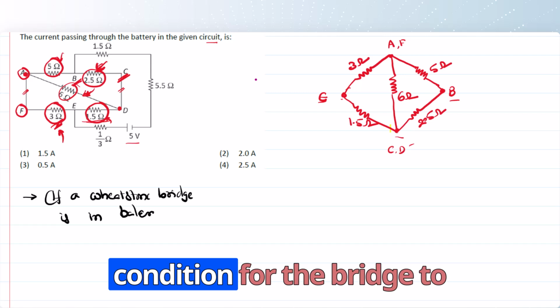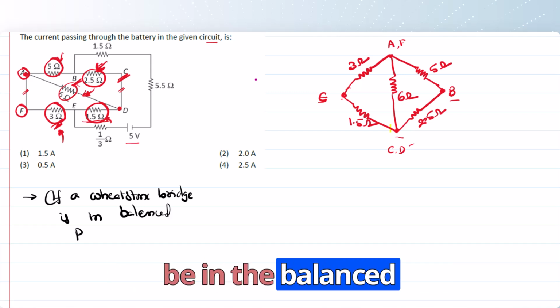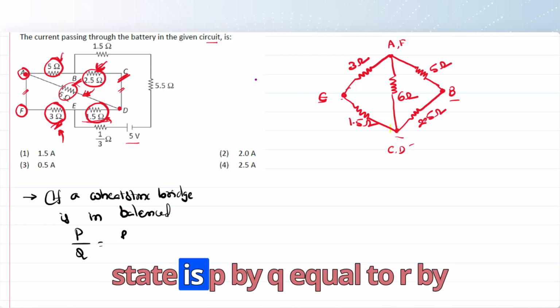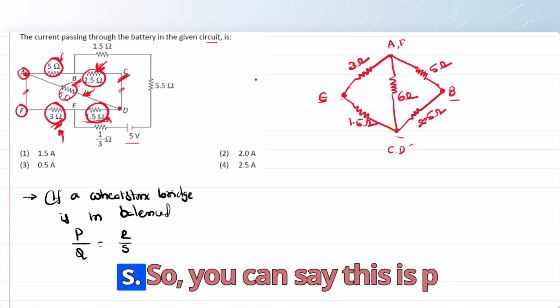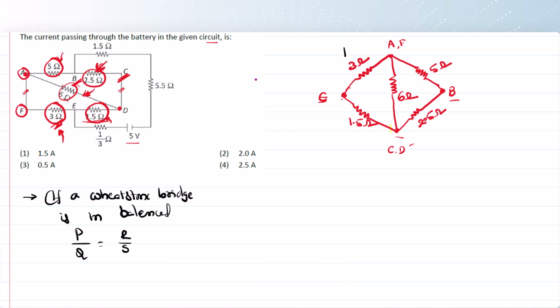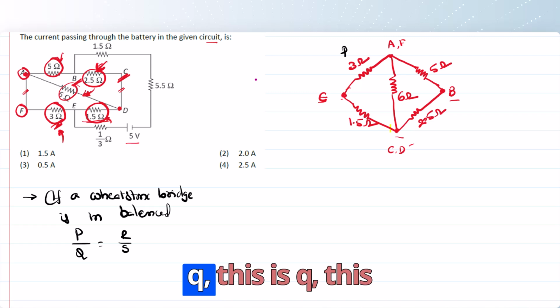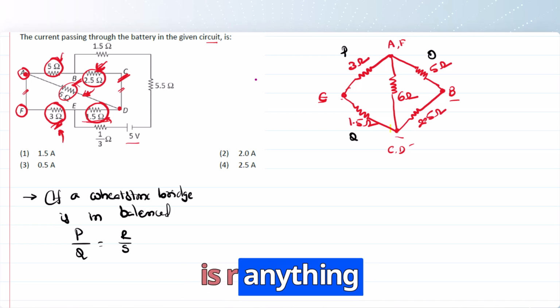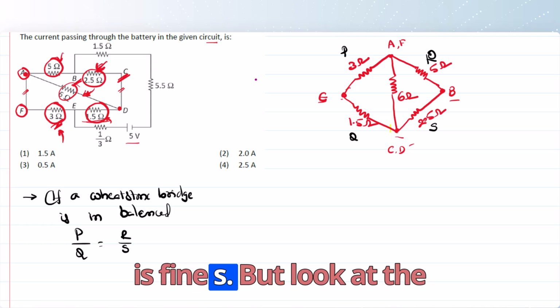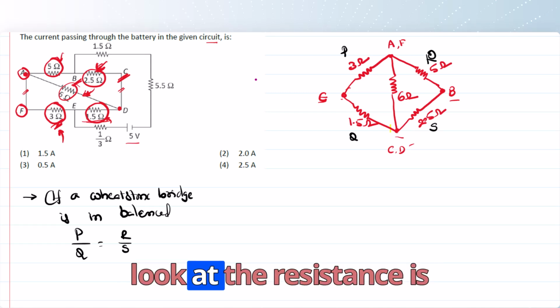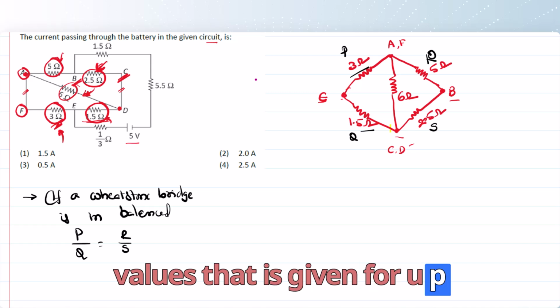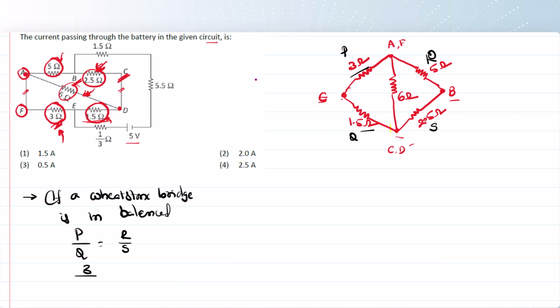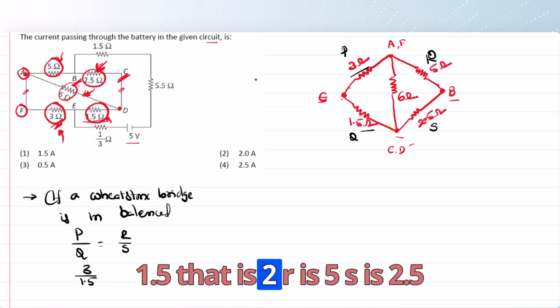the condition for the bridge to be in the balanced state is P by Q equal to R by S. So you can say this is P and this is Q, this is R, anything is fine, S. But look at the condition, then look at the resistance values that are given for you. P by Q is, P is 3, Q is 1.5, that is 2.